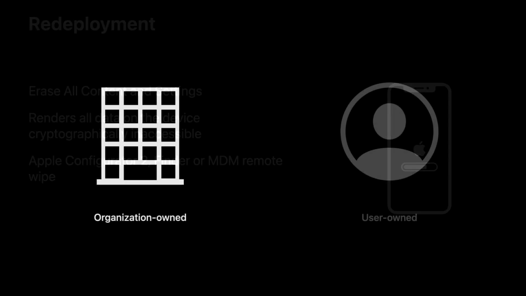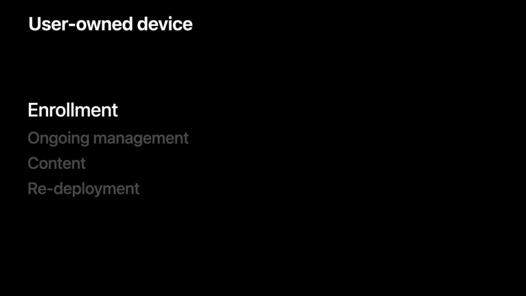So far, we've reviewed 4 key areas of deployment for devices that your organization purchases and provides to employees or students. You may instead need to manage user-owned devices, or have a mix of both. Let's examine these same 4 deployment phases for user-owned devices. As before, it starts with enrollment. For user-owned devices, there's user enrollment.